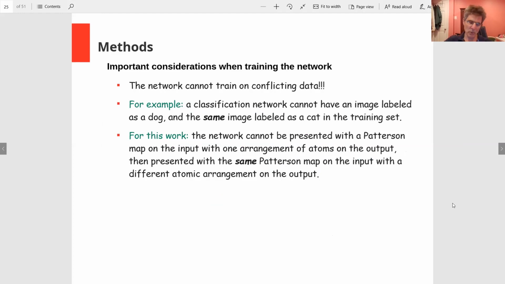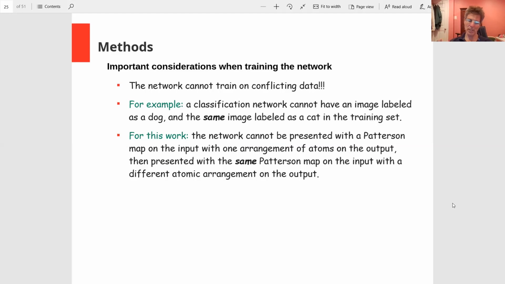All right, now I'm getting to what I consider the very important part of this talk, which is the important considerations for training the network. And this is the key thing. The network cannot train on conflicting data. What I mean by that is, consider a classifier network where you have thousands and thousands of images that you're training on, and you're showing the network cats and dogs and horses and so on.